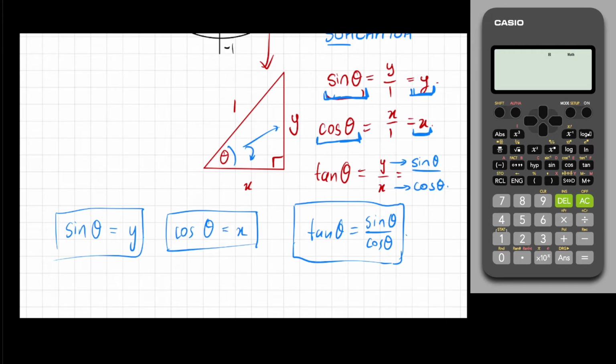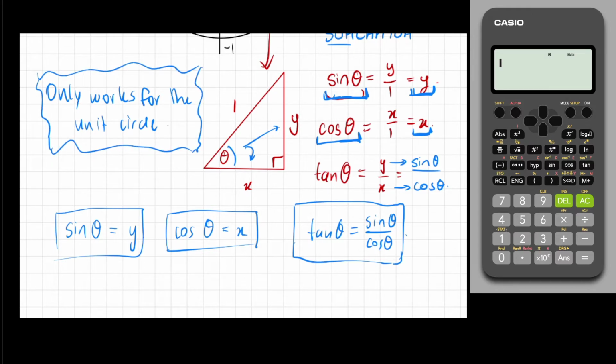Now, the values will change depending on what your hypotenuse is. So if your hypotenuse is 3 or 5 or 7.5, the values of your sine theta and cos theta are going to change. So right up here, only works for the unit circle. Okay? And we'll leave it at that for now, because I don't really want to get into it. There are cases where you can manipulate this, and if you've done similar triangles, you'll be able to see the connection. But for now, we're just going to say this only works for the unit circle, okay?